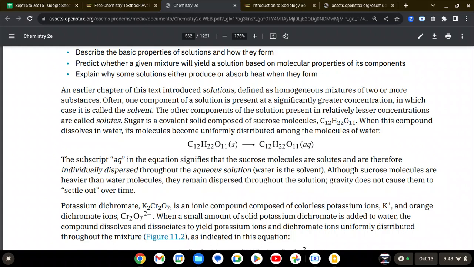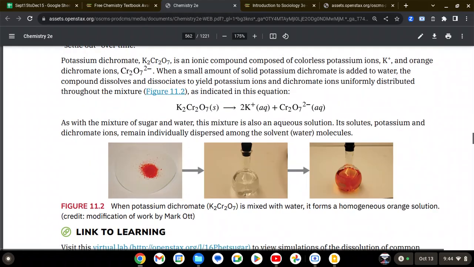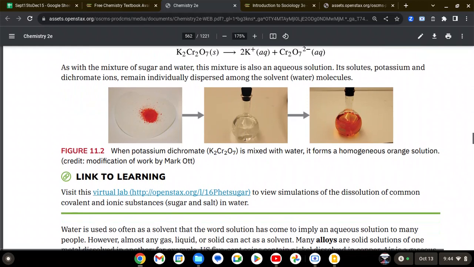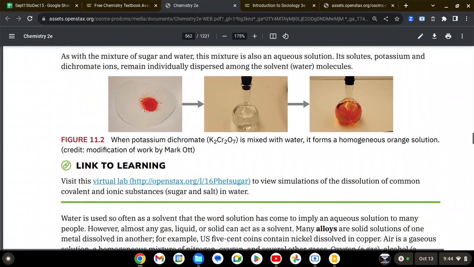Potassium dichromate, K2Cr2O7, is an ionic compound composed of colorless potassium ions and orange dichromate ions. When a small amount of potassium dichromate is added to water, the compound dissolves and dissociates to yield potassium ions and dichromate ions uniformly distributed throughout the mixture, as indicated in this equation here. As with the mixture of sugar and water, this mixture is also an aqueous solution. Its solutes, potassium and dichromate ions, remain individually dispersed among the solvent molecules.